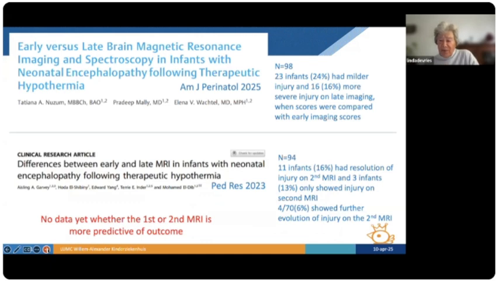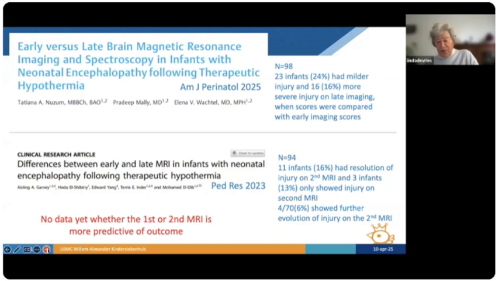They both have about 100 babies. If we look at the top one, we see that 24% had milder injury in the second week. Well, that's basically because you do no longer see your diffusion abnormalities. And 16% had more severe injury. But in this paper, there are no examples, so it's difficult to know how important the changes were.